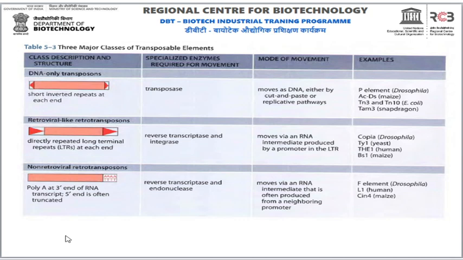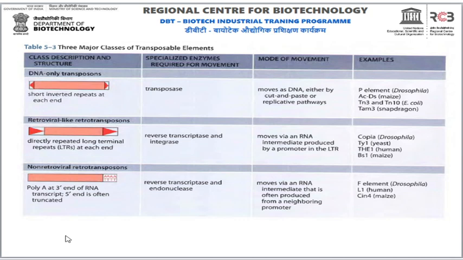Next is retroviral-like retrotransposon. They have direct repeats, long terminal repeats. They have this LTR at each end. They have reverse transcriptase and they have integrase function. They require both reverse transcriptase function and integrase function. The examples include copia element of Drosophila, Ty1 element of yeast, THE element of human, and BS1 element of maize.